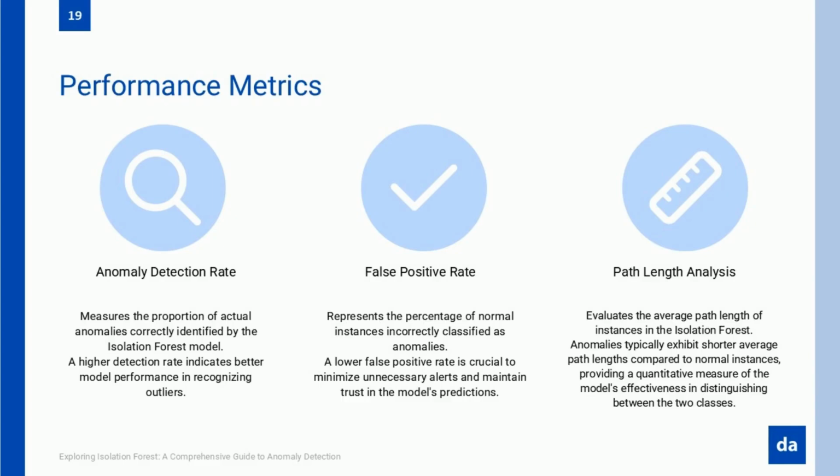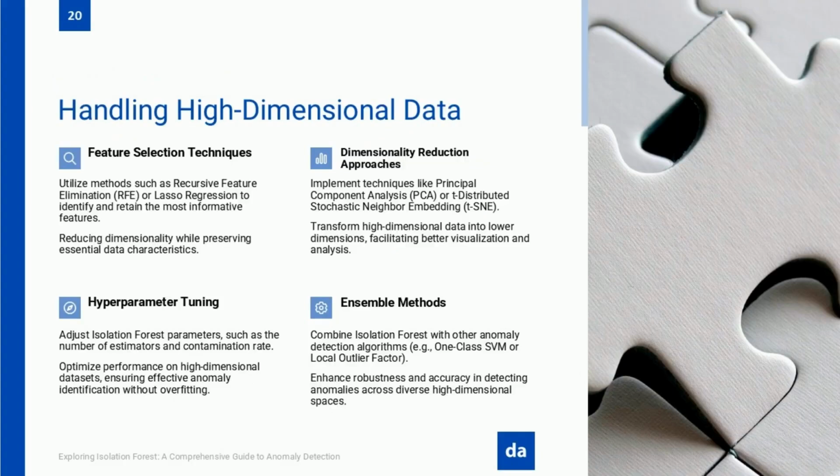anomaly detection at scale. Detecting anomalies is one thing, understanding them is another. When isolation forest flags an outlier, the next question is always why? Why did this data point stand out? What makes it different from the rest? And more importantly, is it a true anomaly or just noise? That's where visualization techniques come in. They transform raw anomaly scores into something interpretable, helping analysts, data scientists, and decision makers make sense of the results.